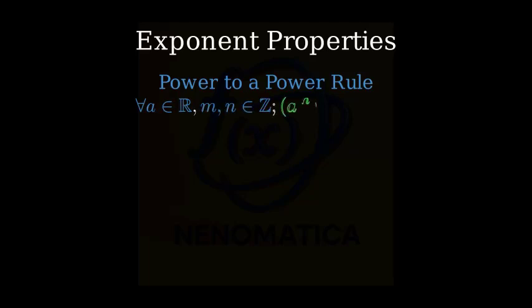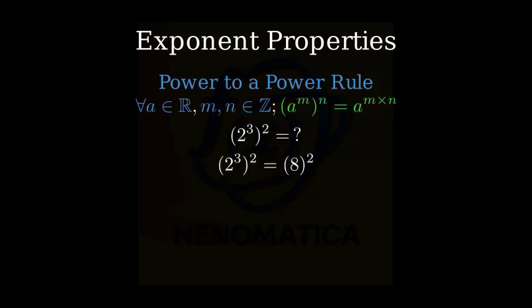For any real number a, and integers m and n, when we raise a to the power of m, and then raise that result to the power of n, this equals a raised to the product of m times n. Let's understand this with a simple example. Consider the expression 2 cubed to the power of 2.